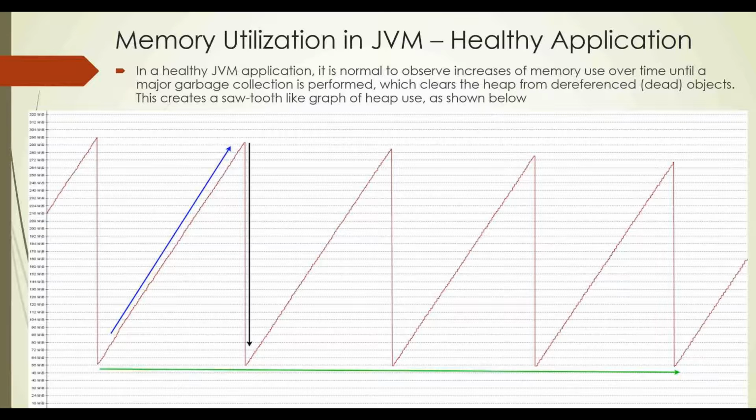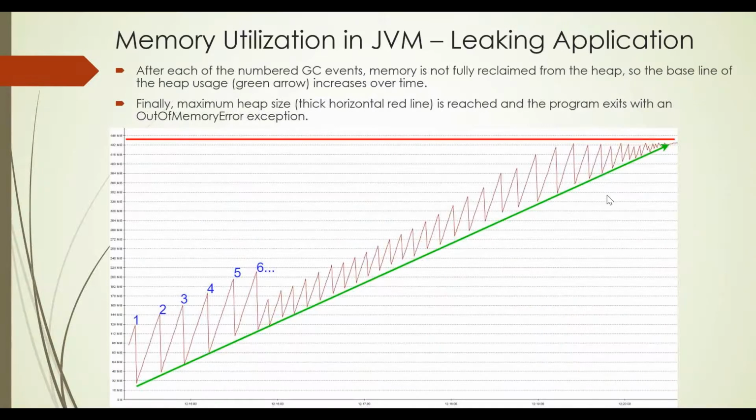Coming back to the slide. So this is the healthy application pattern. Now what is the problematic pattern? When we know that there is a problem in your memory utilization, this is it. In this application, you can say this is a memory leaking application. After each of your GC events, if the memory is not fully reclaimed from the heap, it means your application is leaking memory.